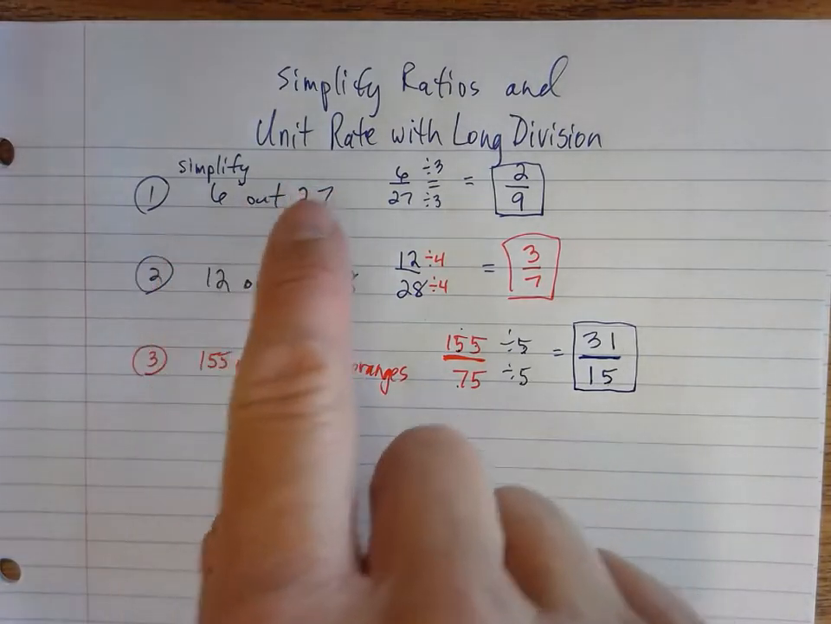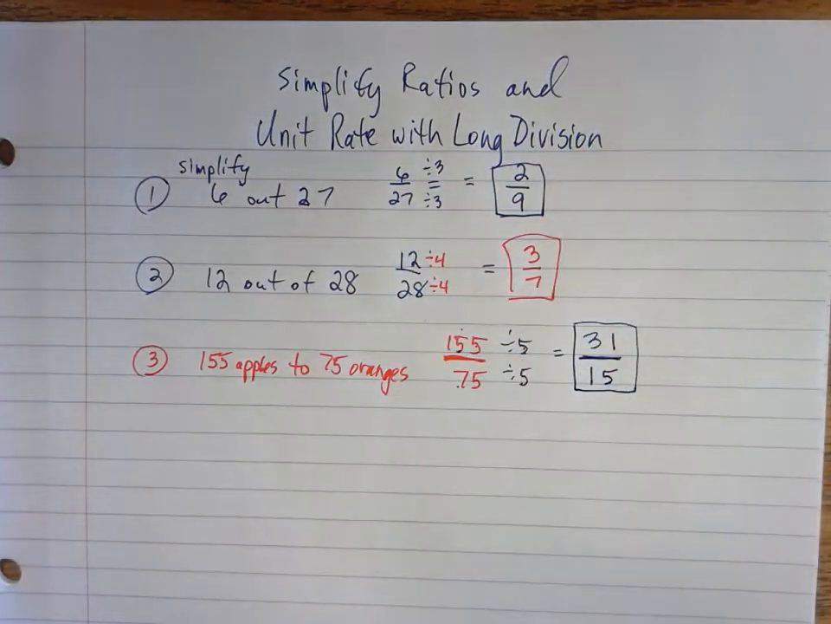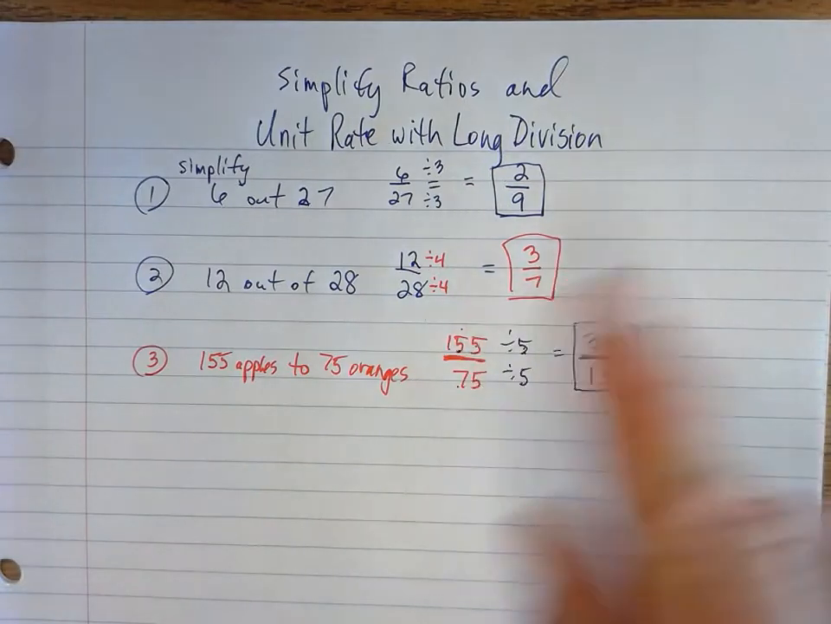So when you get these in word form, just go ahead and write them like fractions, just like that. Find their common factor. Sometimes you may have to do it more than once.